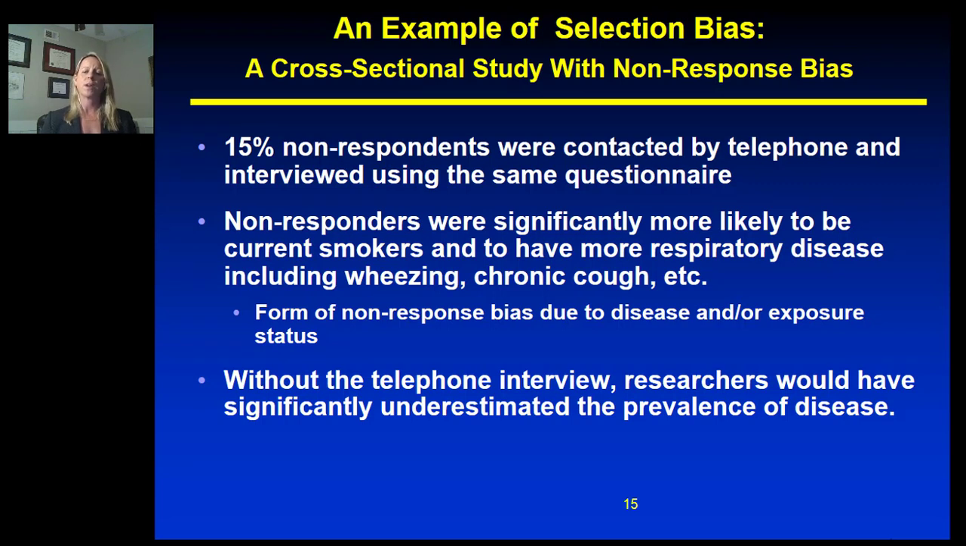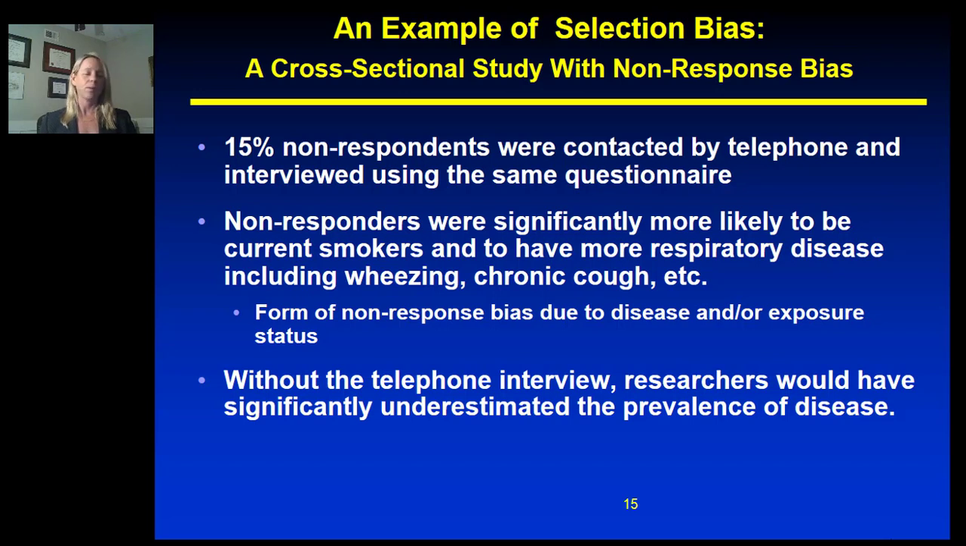So this form of non-response bias was associated with the individuals knowing of their disease status as well as their exposure status. It's also a form of embarrassment sort of bias in that people don't want to report their risk factors. And had the researchers not conducted this telephone interview of the non-respondents, they would have calculated a measure of the prevalence of the disease lower than the true measure.